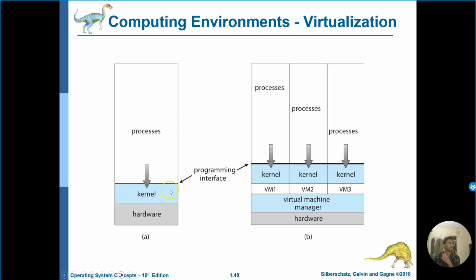This figure shows there's a hardware layer, then there's a kernel layer where there are these processes. But then you can have multiple VMs, right? You can have multiple OSs. You have processes for this virtual machine, processes for this virtual machine, and you have a virtual machine manager that's an added layer.